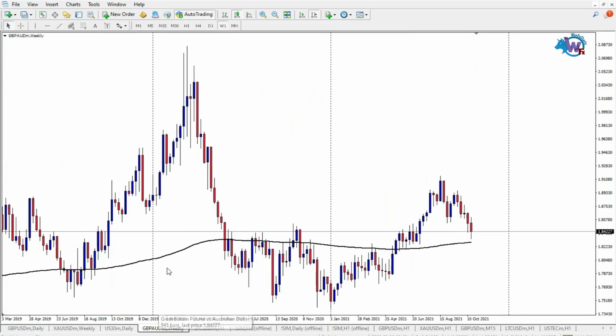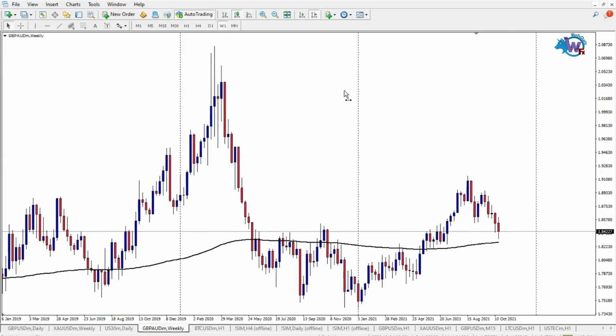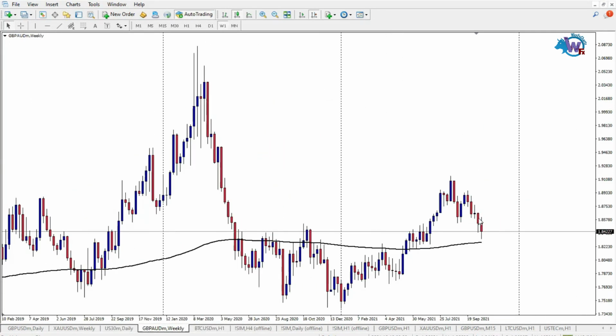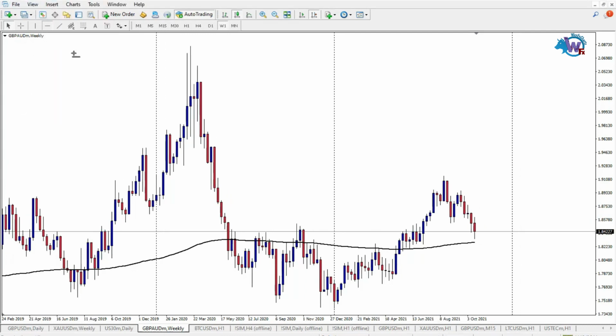So quickly jumping to the next, which is pound Australian dollar. Pound Australian dollar, we are encountering some rejection within a demand zone. So quickly, I'm just going to identify that. So this is the zone we are currently trading.